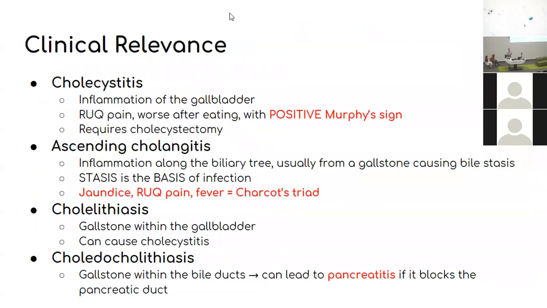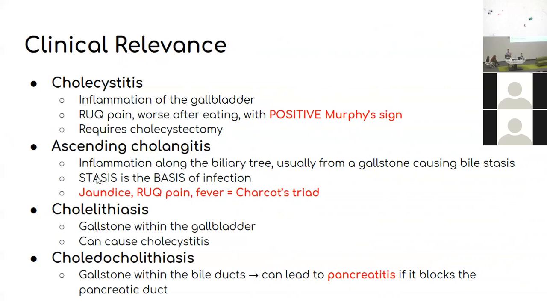So clinical relevance: a lot of slightly confusing terms that took me forever to learn and I still have trouble with. Cholecystitis is inflammation of your gallbladder, and the typical sign is a positive Murphy sign. That will, 9 times out of 10, require a cholecystectomy. With cholecystitis, however, you probably won't have jaundice. So if you see a positive Murphy sign on its own, it's cholecystitis.